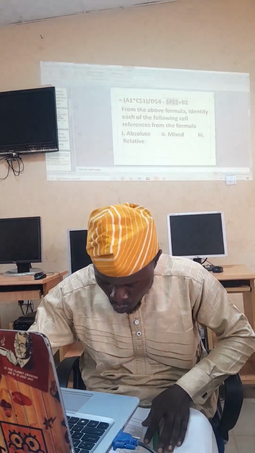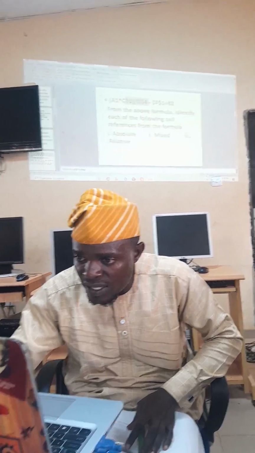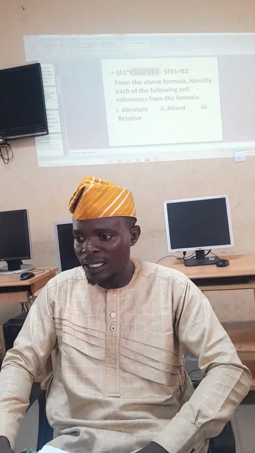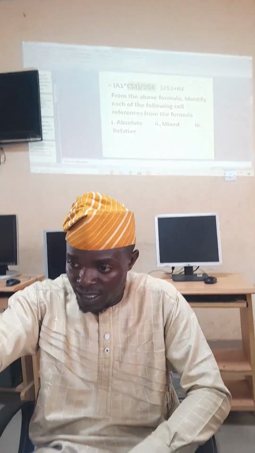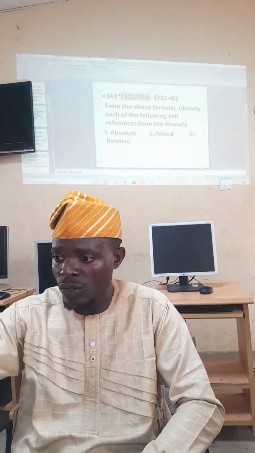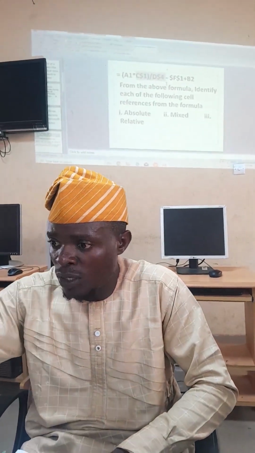And this one is a mixed reference. You have the letter before the dollar sign and before the number. You say it is what? Mixed reference. Mixed in the sense that it is a mixture. This is where we have mixed referencing. So what you are expected to write in front of mixed referencing is just $C$1 and D$4. That's where we have mixed referencing.